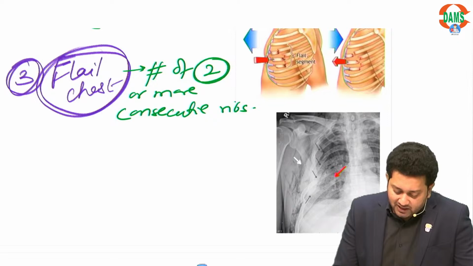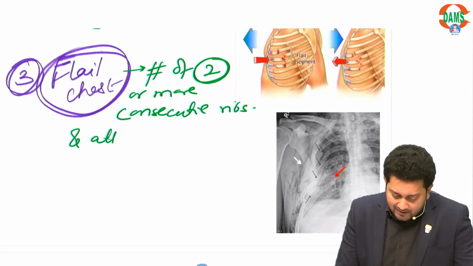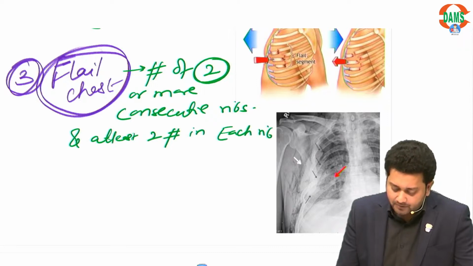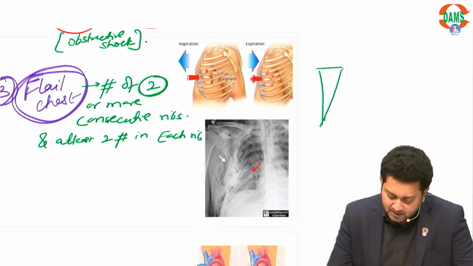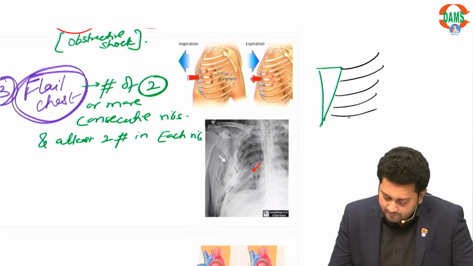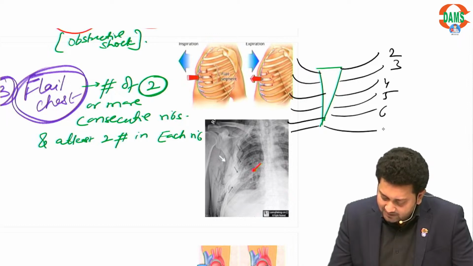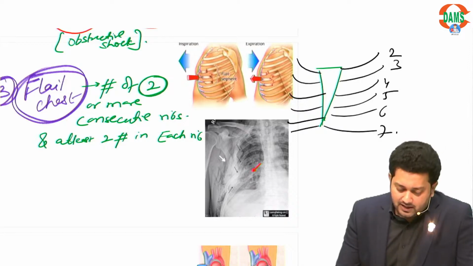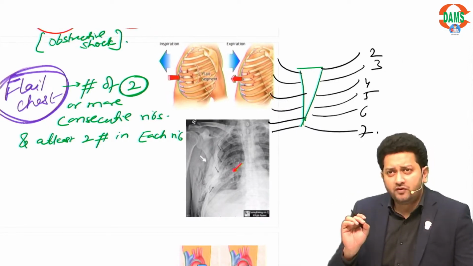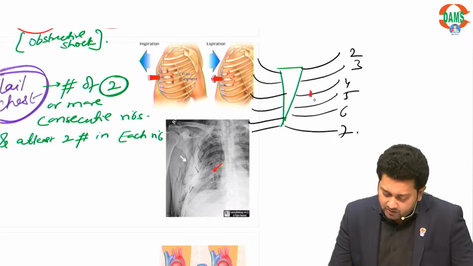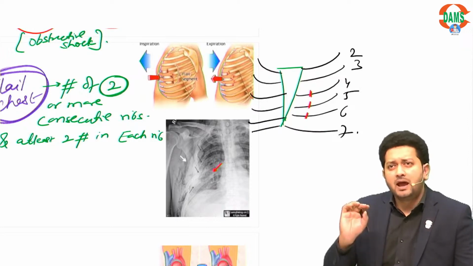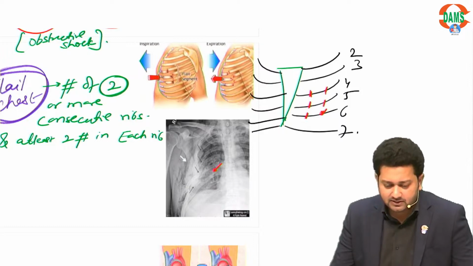Fracture of 2 or more consecutive ribs and at least 2 fractures in each rib. Okay, like if I draw it for you, suppose this is the sternum and these are the ribs on both the sides. Directly there are 2nd, 3rd, 4th, 5th, 6th, 7th ribs. So in each rib at least 2 fractures, and similarly 2 or more than 2. Suppose in this example we'll take the 4th, 5th and 6th. 3 ribs are fractured and in each rib fracture at least 2 sites.